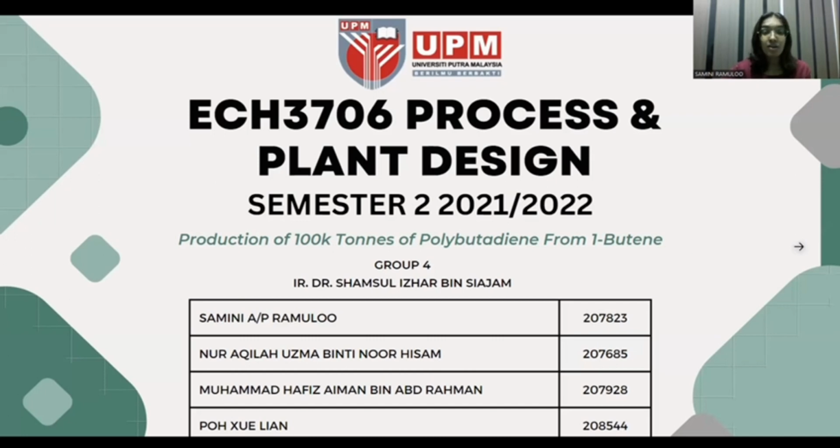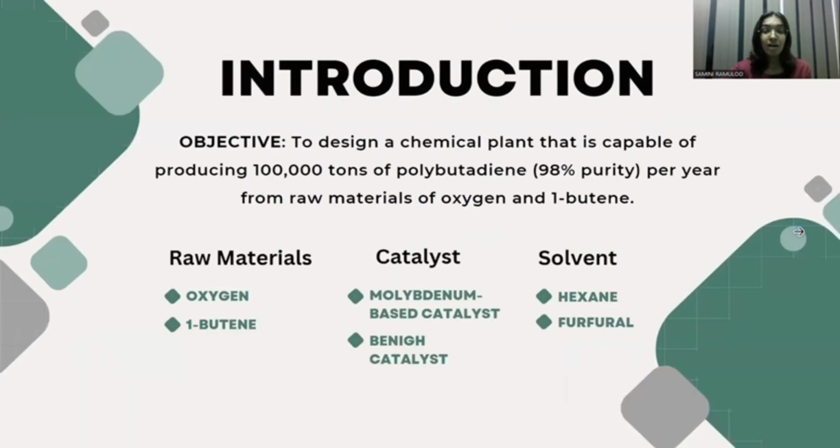And the title given for our group is the production of 100 kilotons of polybutadiene from 1-butene. So the objective of our project is to design a chemical plant that is capable of producing 100 kilotons of polybutadiene with 98% purity per year from raw materials of oxygen and 1-butene.